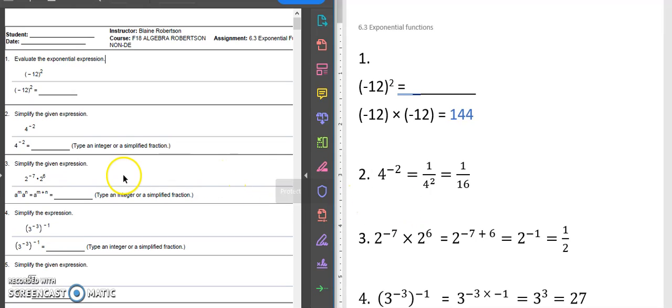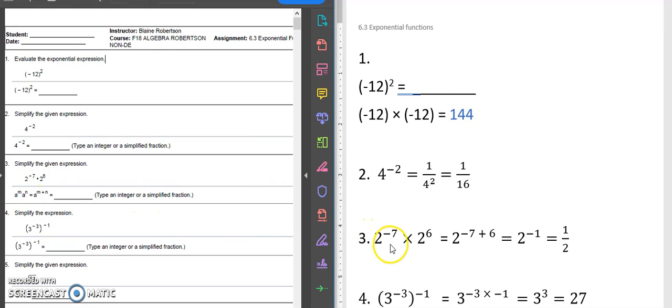Number 3 says simplify the given expression. Now it is requiring us to do a little bit of the exponent rules, which tells us that when you multiply bases that are the same, you add their exponents. So in here we have a base of 2, we got another base of 2. We're multiplying these together. We're going to add those exponents, which is what this down here is implying.